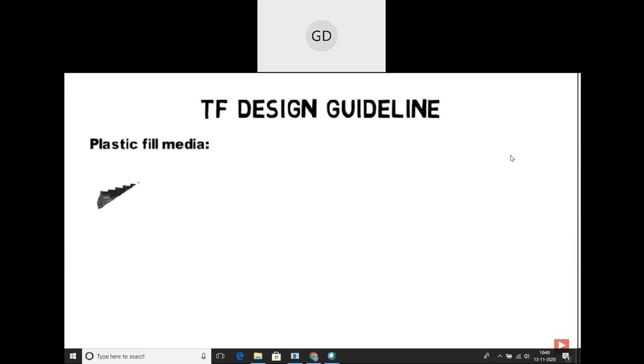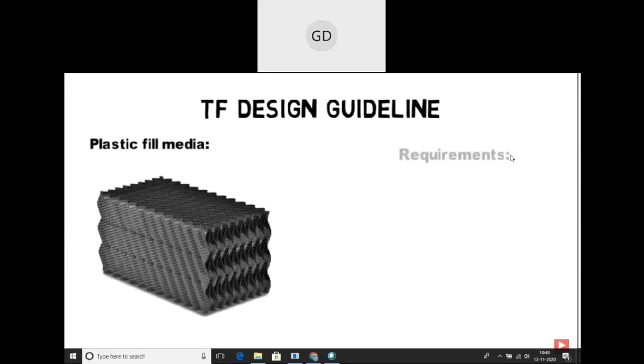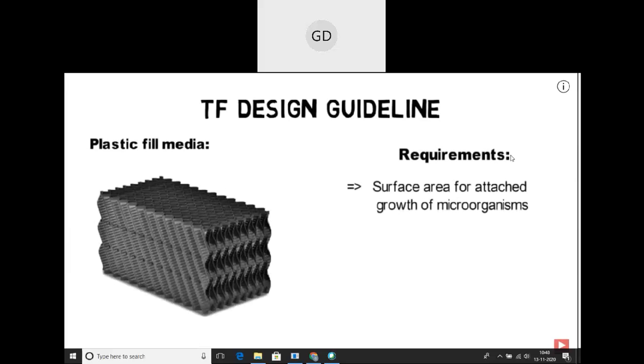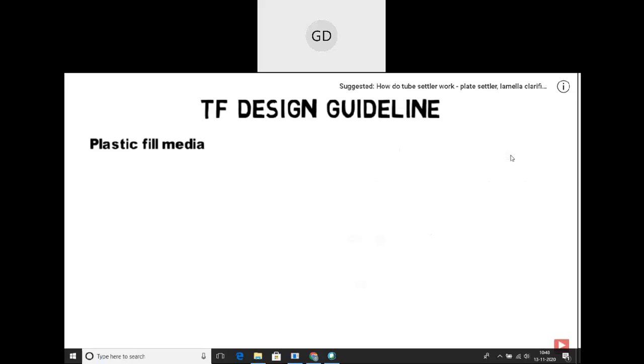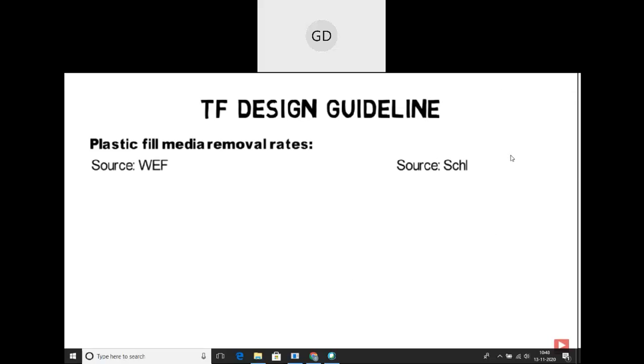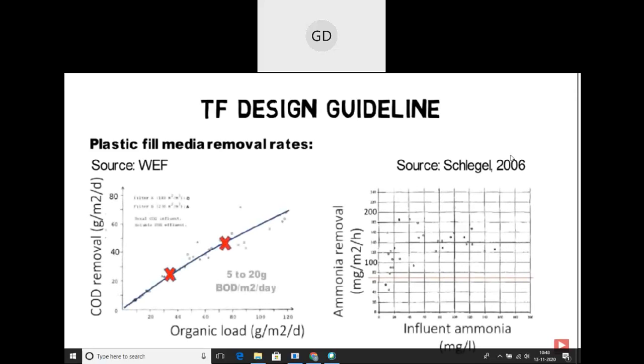The plastic fill media layers must provide enough surface area for attached growth of microorganisms, ensure a good water and air mixing, as well as withstand structural loadings. Typical removal rates for trickling filters are between 5 and 20 grams BOD per square meter plastic fill media surface area per day and 1 to 2 grams ammonia per square meter per day.